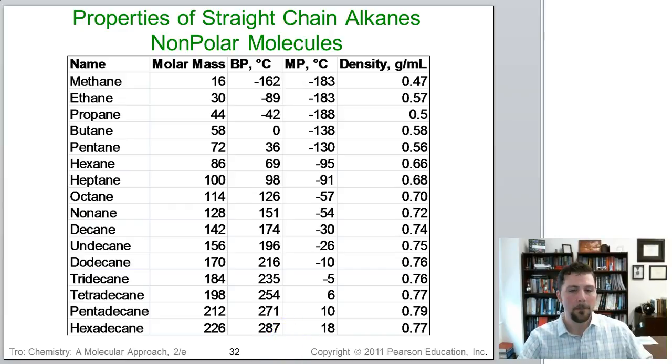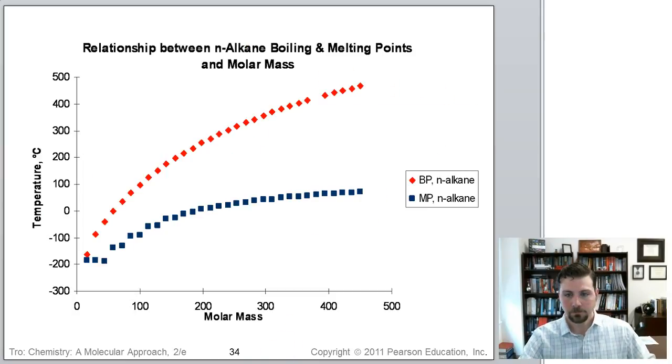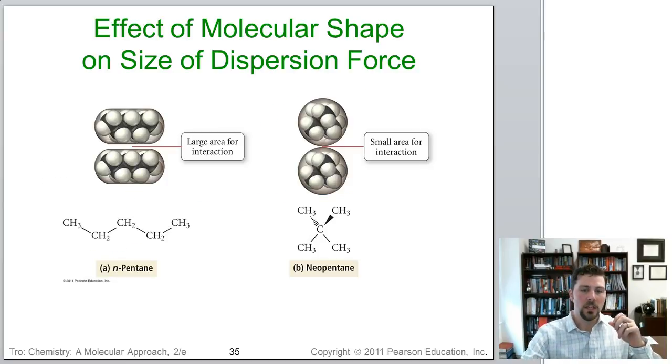Here we're comparing the surface area of these different molecules. Notice the trend, higher boiling point, higher molar mass, higher surface area, so on. So it's a really great trend which helps us to wrap our mind around this particular intermolecular force. Larger area for interaction between molecules leads to a greater dispersion force, as you can see in the case of pentane here, compared to neopentane.